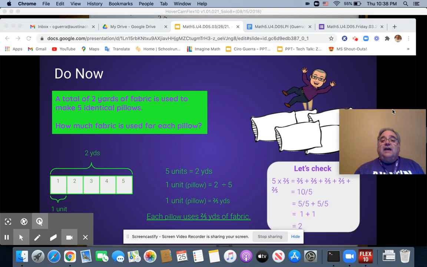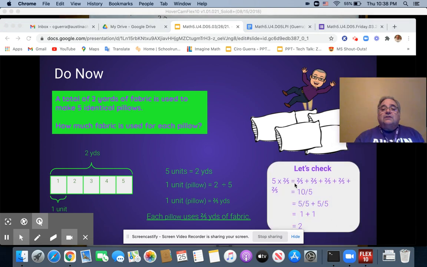Oh, before we do that, we do have to check our work. So how would we check it? We multiply 5 times 2/5, which actually is adding 2/5 5 times. So 2/5 plus 2/5 plus 2/5 plus 2/5 plus 2/5 equals 10/5. For me, it's a lot easier to divide it into 5s. So it's 5 over 5, that makes 1 unit, and 5 over 5 makes another unit. That lets me know it's 2. We got 2 yards. Excellent.